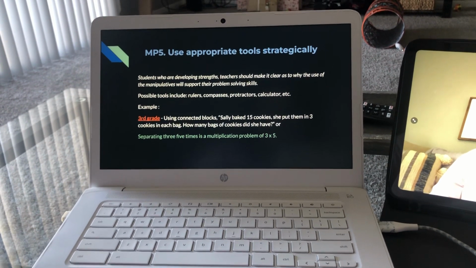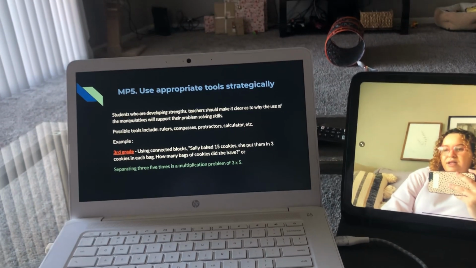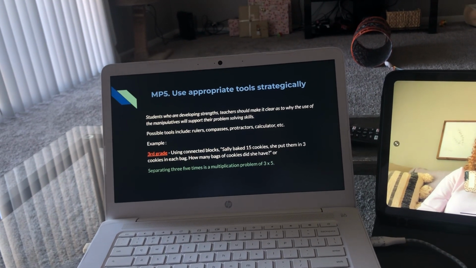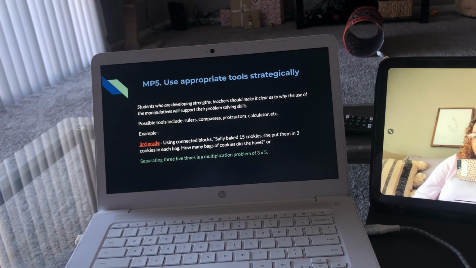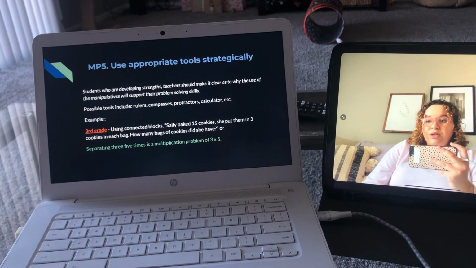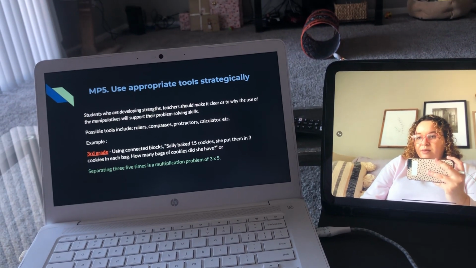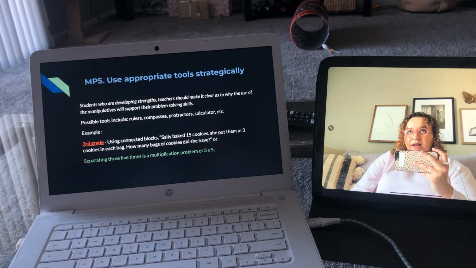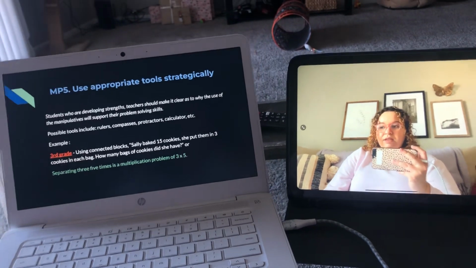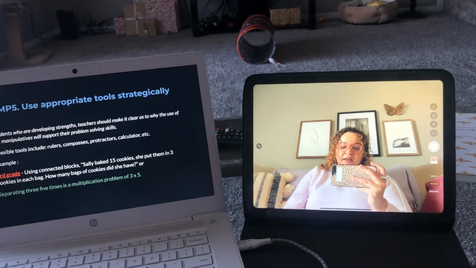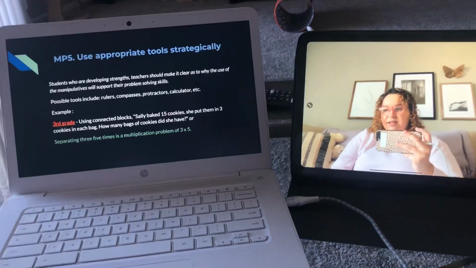Math Practice 5 is about using appropriate tools strategically. Teachers should make it clear why they use manipulatives, supporting and helping students' problem-solving skills as well. Some possible tools they could use are rulers, compasses, protractors, calculators, and some online algebra sources, kind of like GeoGebra, the one that was mentioned in this class. Other tools could be paper and pencil, spreadsheets, and things like that.